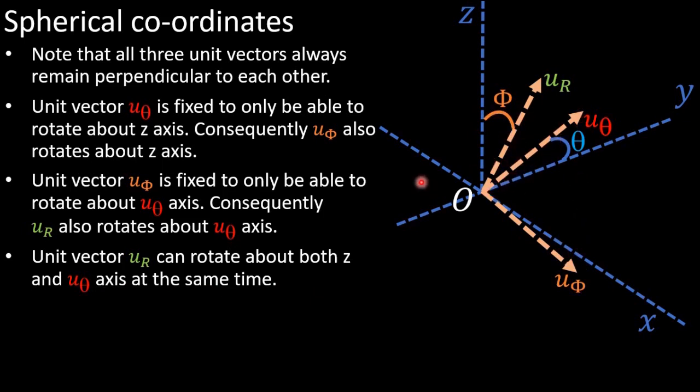Another important point to note is that u sub theta only rotates on the xy plane. It wouldn't move below the xy plane, it always stays on that plane. If we now draw a projection of u sub r onto the xy plane and call that distance r, then r is the projection of u sub r onto the xy plane.